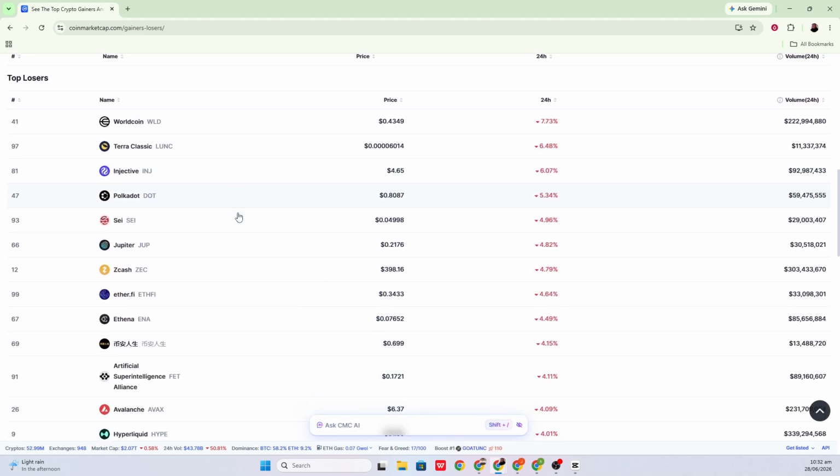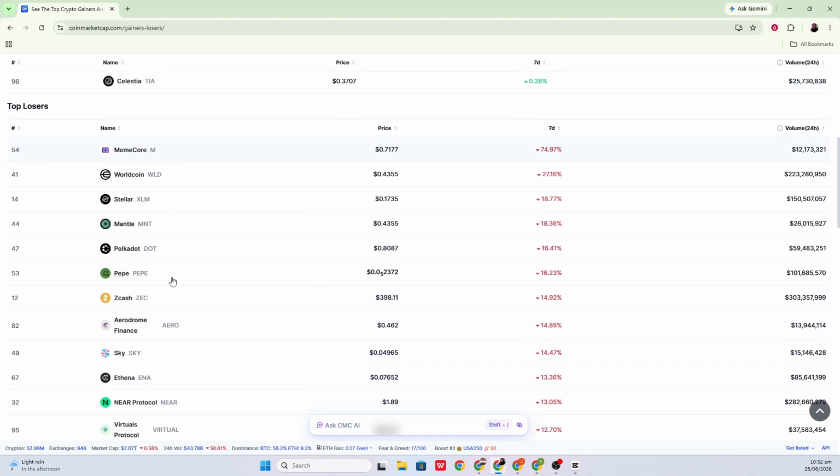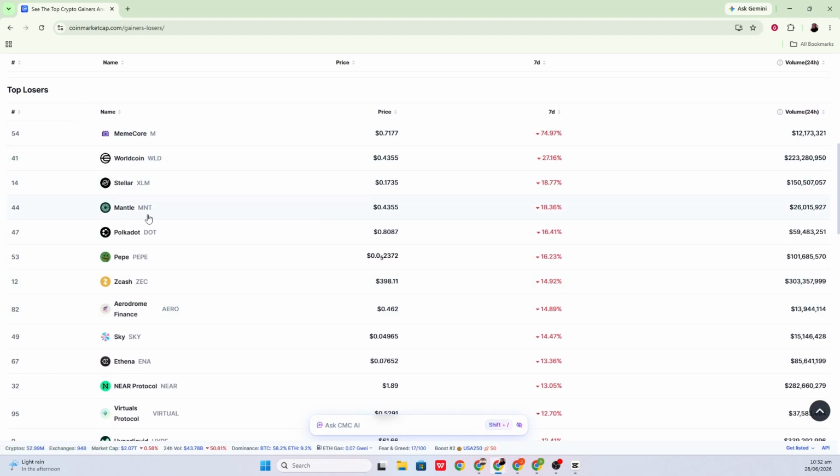Change the view to the 7-day performance window. Look for large-cap projects that have experienced a significant drop. Review coins that have fallen around 20 to 30% over the week while their underlying network metrics remain healthy.